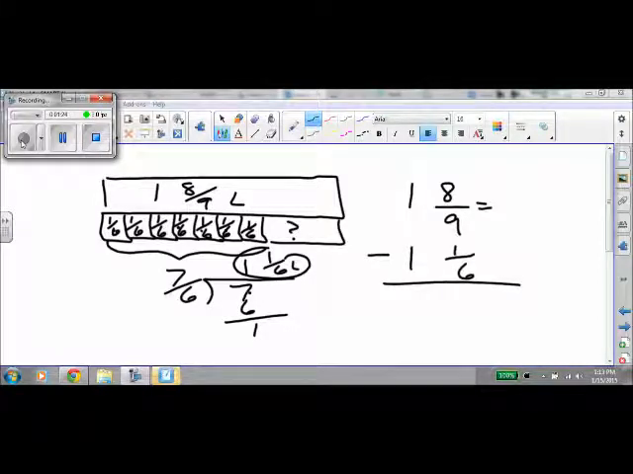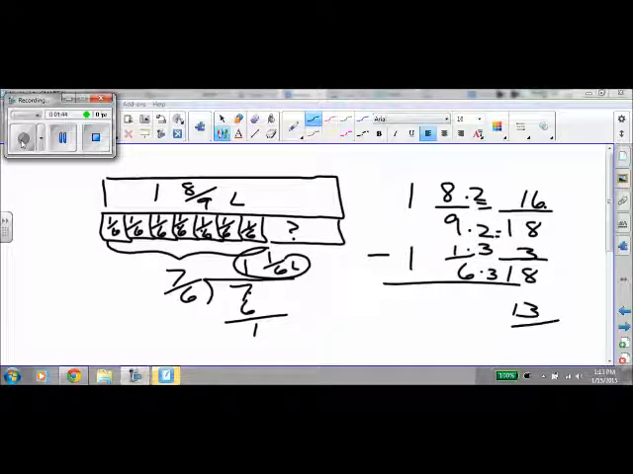You can find the common denominator. The least common denominator is 18. 6 times 3 is 18. 1 times 3 is 3. 9 times 2 is 18. And 8 times 2 is 16. And 16 minus 3 equals 13. She had 13/18 liters of juice left.